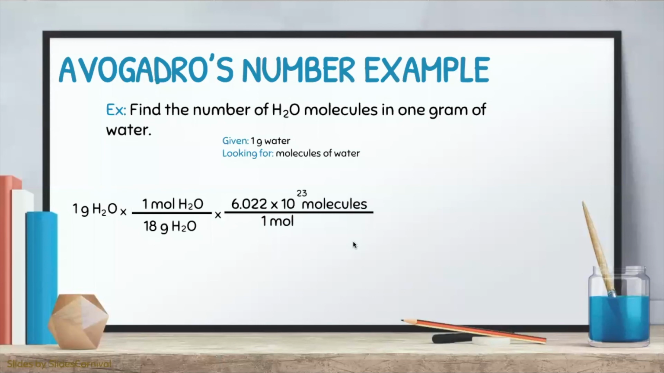Now you'll use the Avogadro's number conversion. When typing this into your calculator, be sure to put parentheses around the fractions, especially due to the power exponent. All of the units cancel, and you've gotten to molecules, so now it's time to calculate. And there's the answer, 3.35 times 10 to the 22nd molecules of water.